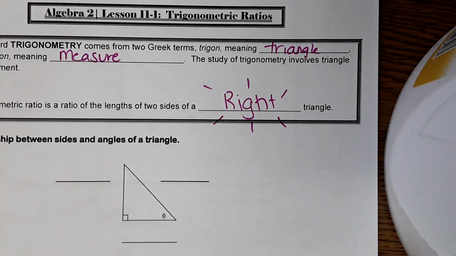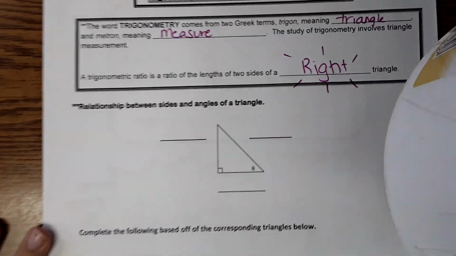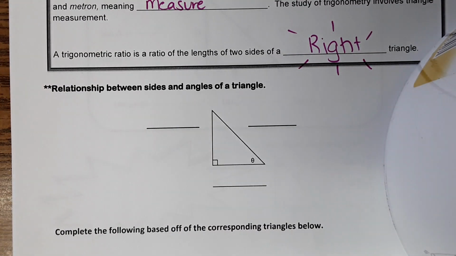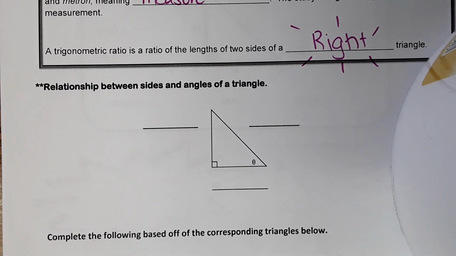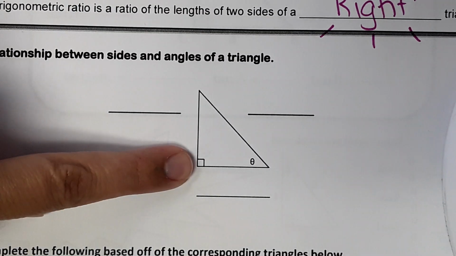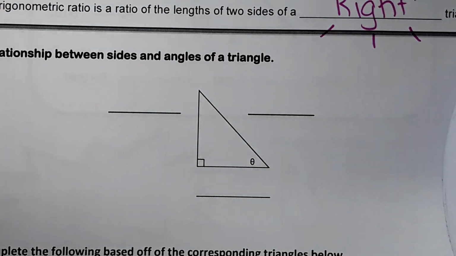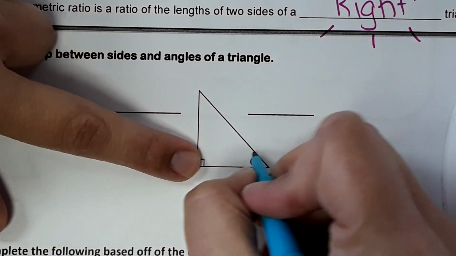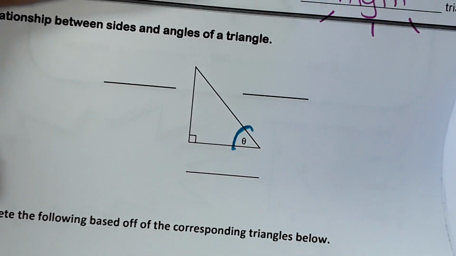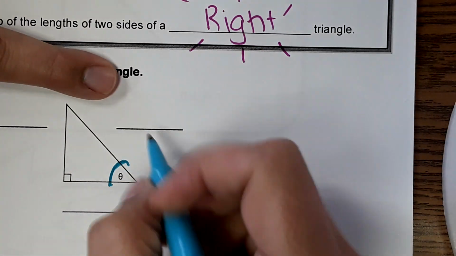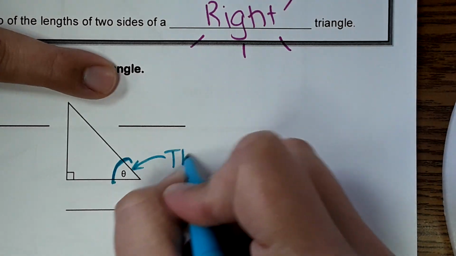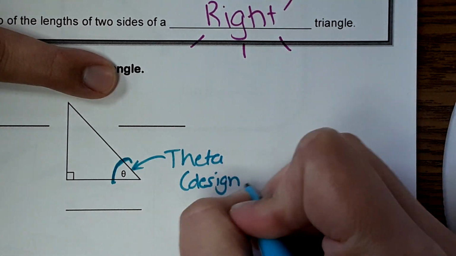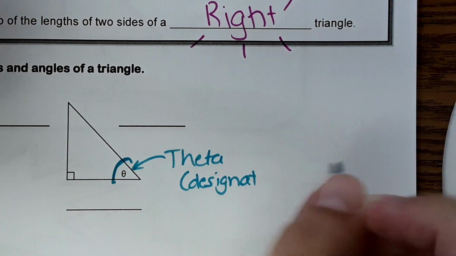Okay, so relationships between sides and angles of triangles. So here's where we start building the vocabulary. First of all, on all these triangles, you'll have a designated angle. You'll have a right angle, of course, because it is a right triangle, and you have to have a right triangle for this. But then you'll have another designated angle. This symbol right here is called theta, and theta refers to our designated angle. That's the designated angle that we're going to be focusing on solving for when we get there.